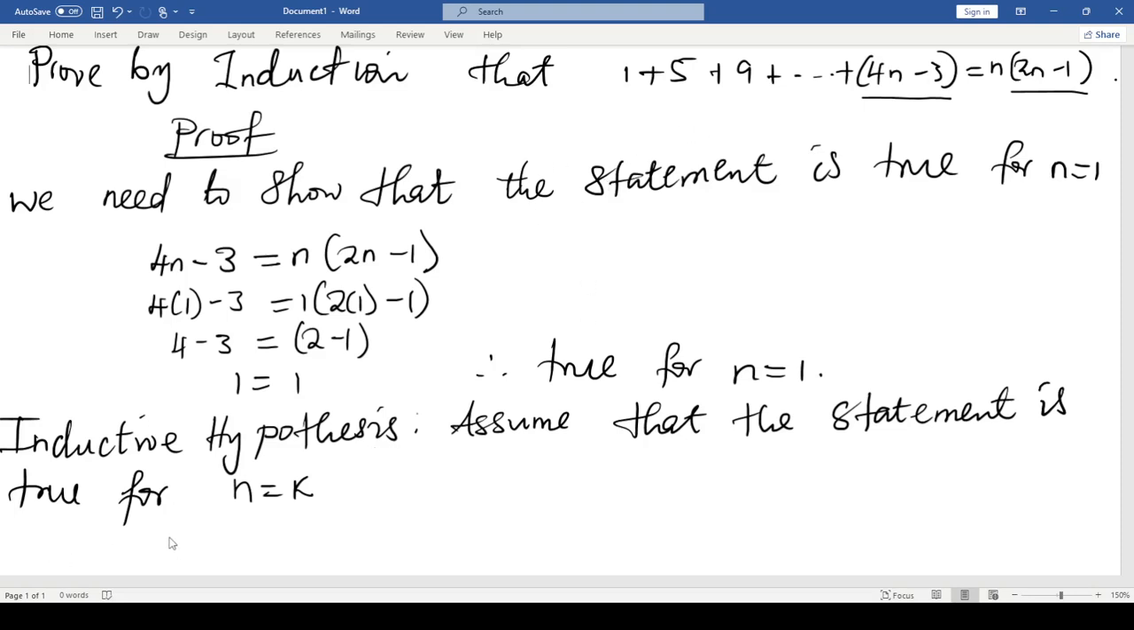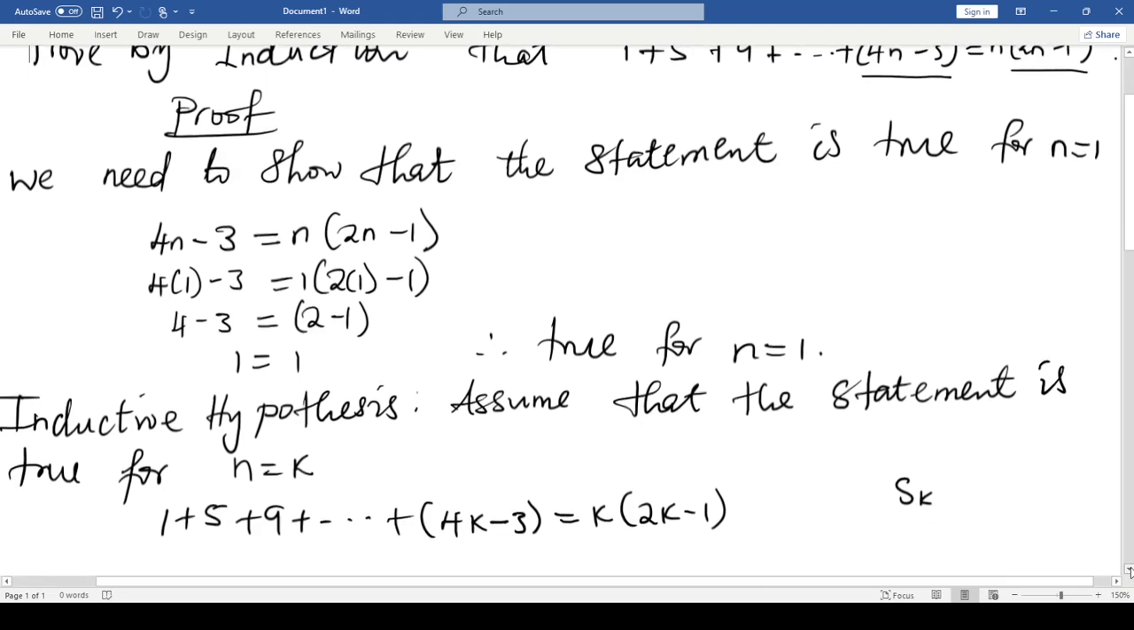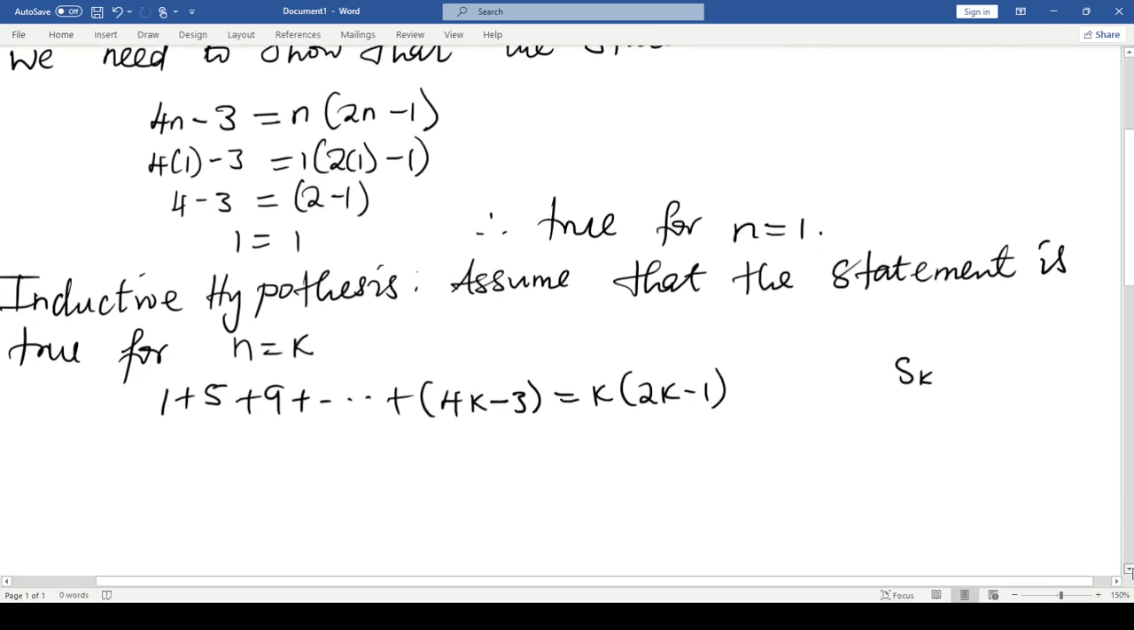So we have 1 plus 5 plus 9, so 1 plus 5 plus 9 plus dot dot plus open brackets 4, wherever this n, we substitute with a k, minus 3 being equal to k open brackets 2k minus 1 like this. Okay, so the right hand side of this expression that we have here is our s subscript k. So we'll use it in the next step like we did in the previous examples.